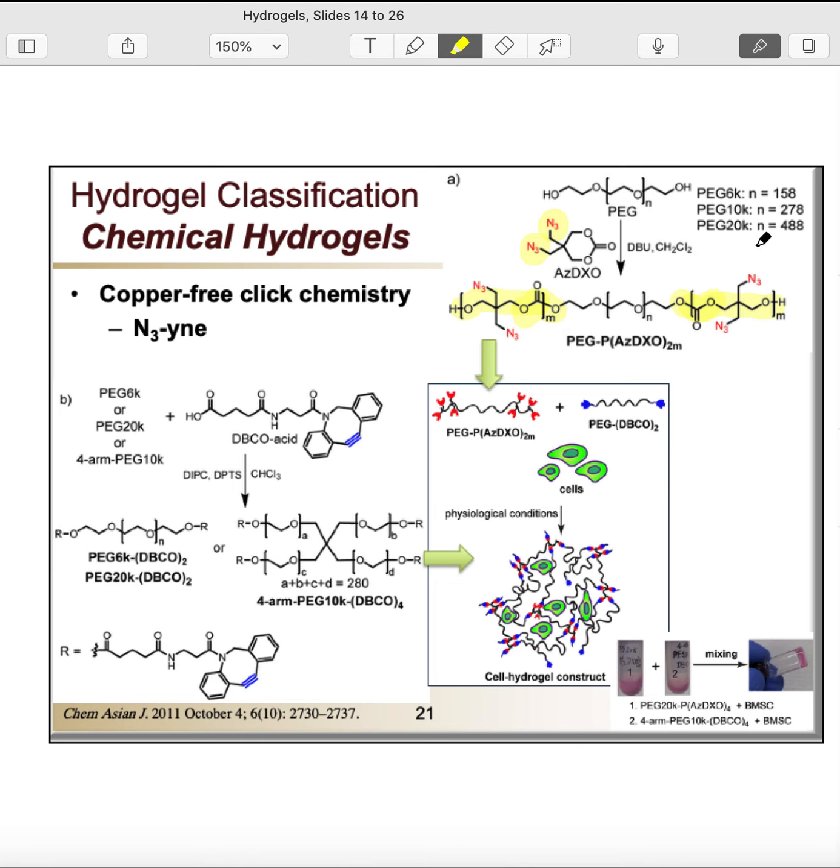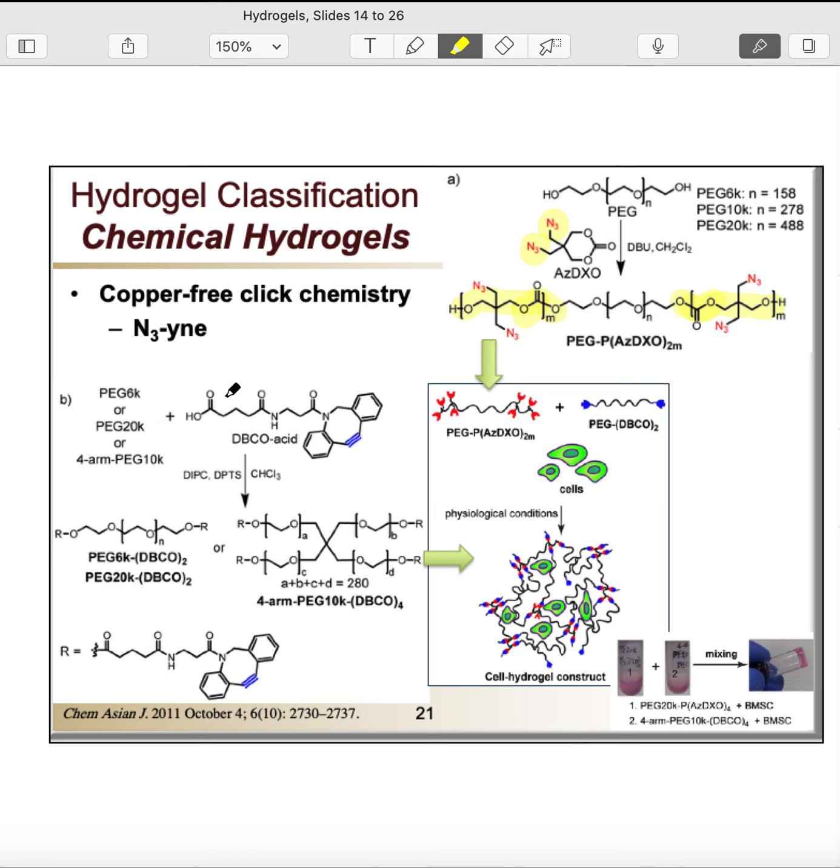But I would say also separately, what they did is that they took different polyethylene glycol linkers, either a linear polyethylene glycol of 6,000 or 20,000 molecular weight, or a 4-arm polyethylene glycol of 10,000 molecular weight, and they functionalized those linkers with this molecule.